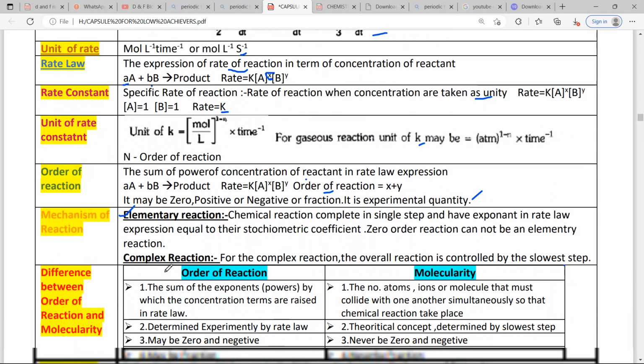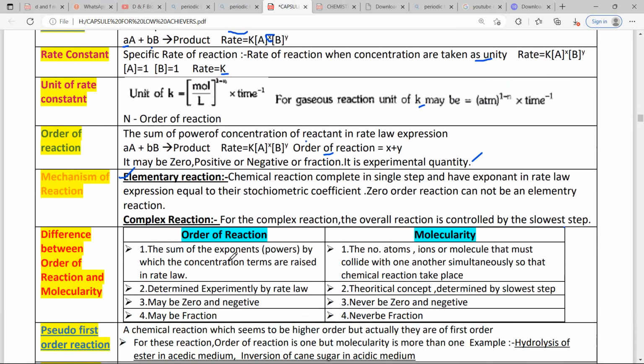Now, the difference between order and molecularity. Order is the sum of the exponent powers of the concentration terms. Molecularity is the number of atoms, ions, or molecules that must collide with one another for the reaction to take place. Rate law can be determined experimentally, but molecularity cannot be determined experimentally. It's a theoretical concept. It can be determined only from the slowest step.